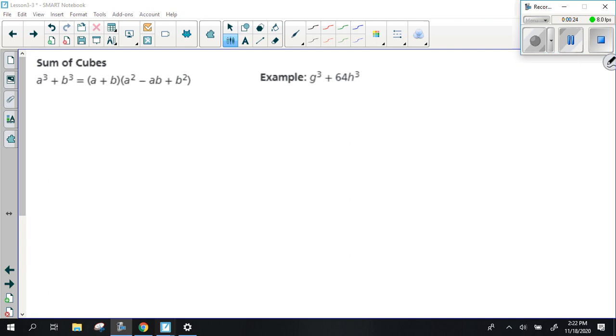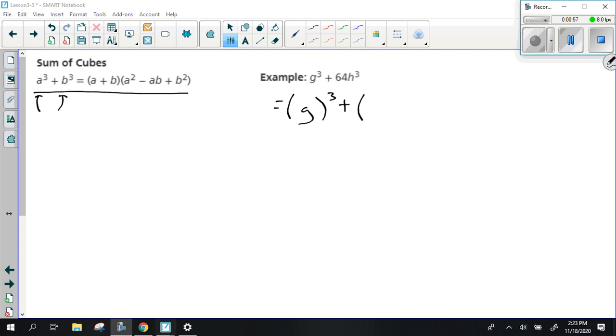So the first identity that we're going to look at is sum of cubes. This is our formula that we're going to use, and in order to use it, we need to figure out what A and what B are. We're going to have to identify those two things. If we look at this particular example, I could rewrite it as g to the third plus, what is the cube root of 64? So we're trying to identify some cube roots in here.